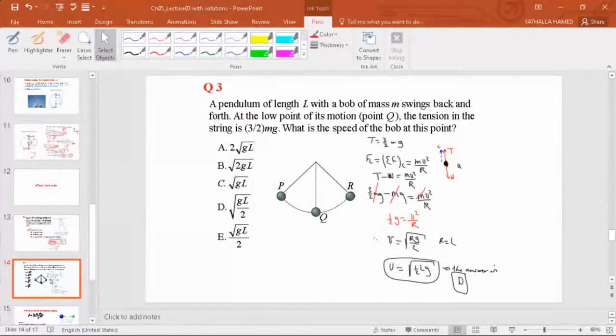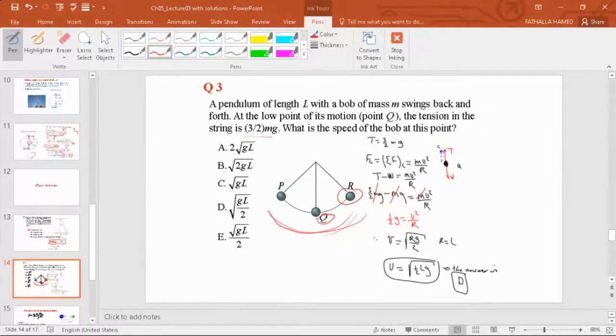Now in this situation here, you have a pendulum. This is not a conical pendulum. This is a normal pendulum, where you're going to raise it up to a point and then you let go, so it will start swinging back and forth. They tell you a pendulum of length L, the mass swings back and forth. At the lowest point of its motion, which is point Q here, the tension is equal to 3/2, which is 1.5 mg. What is the speed of the bob at this point here?